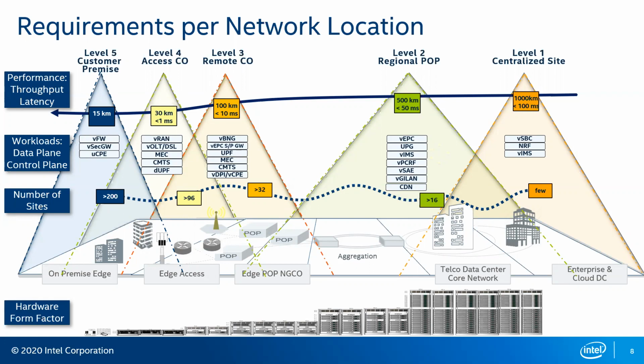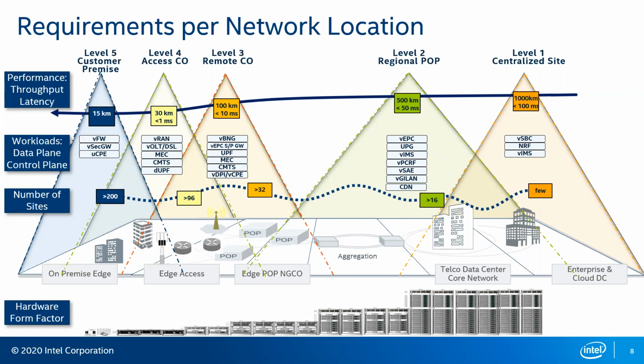There are many things that are impacted through these different form factors needed. The number of sites across the network is changing dramatically. On the on-prem, we can have hundreds of sites, and mainly smaller sites. And as we move to the right, to the center, there are very few sites and much larger. Same in terms of the requirements: the latency requirements and performance requirements are changing across the different parts of the network.